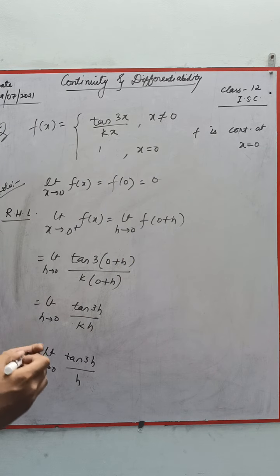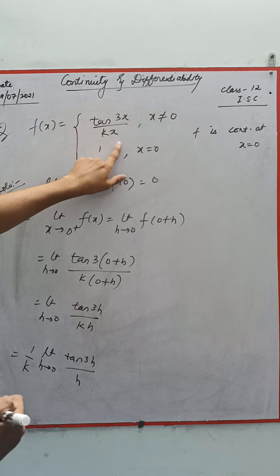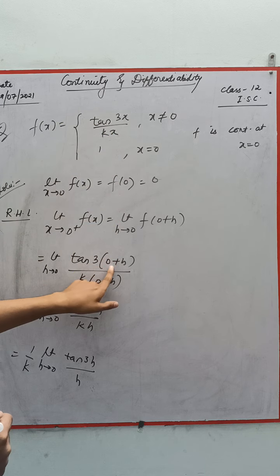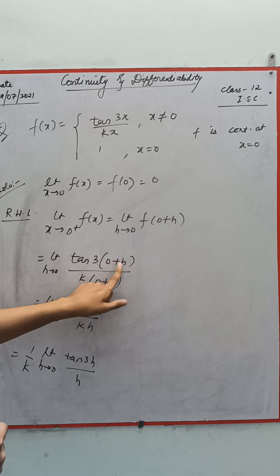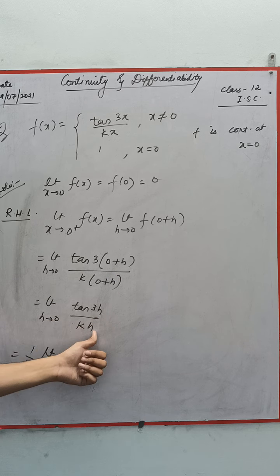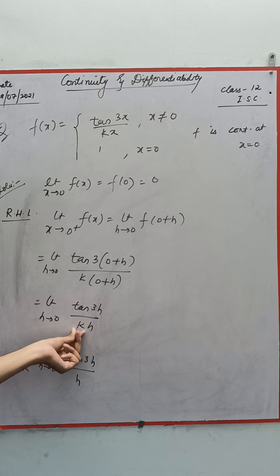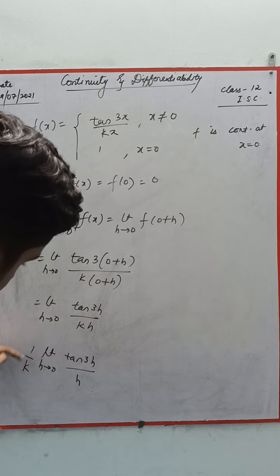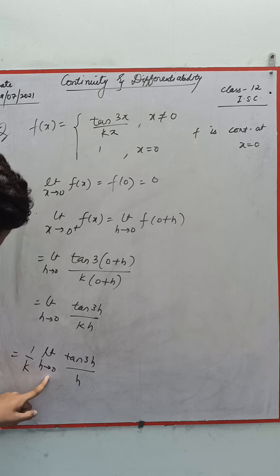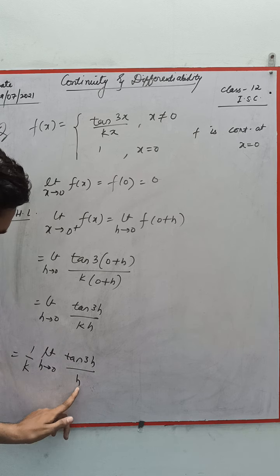So our function is tan 3x upon kx. In place of x, put 0 plus h. 0 plus h is h only, so h. Now what I have done, I have taken this k out. So 1 upon k, limit h tends to 0, tan 3h upon h.